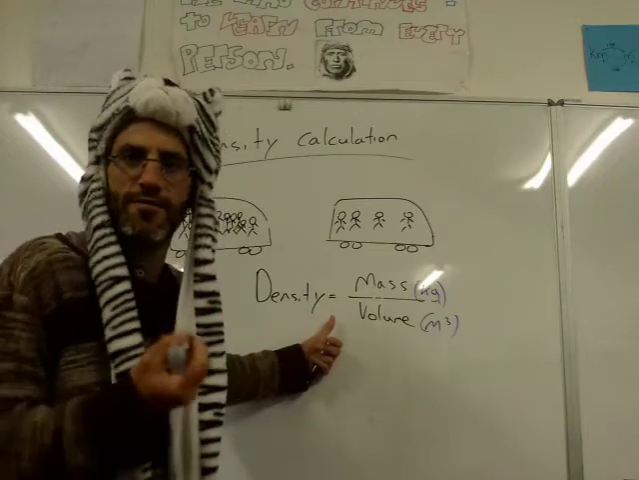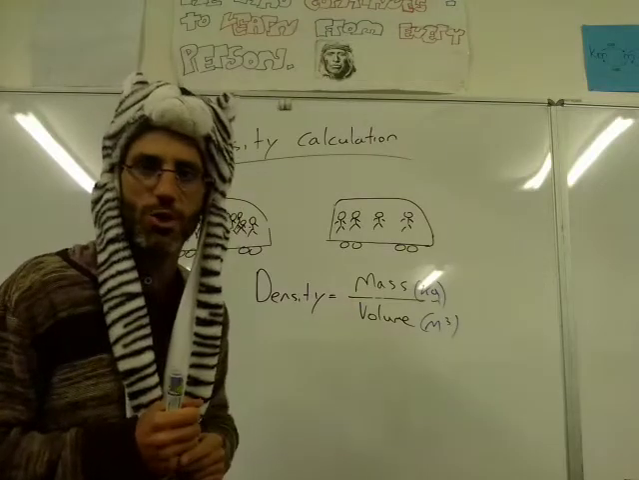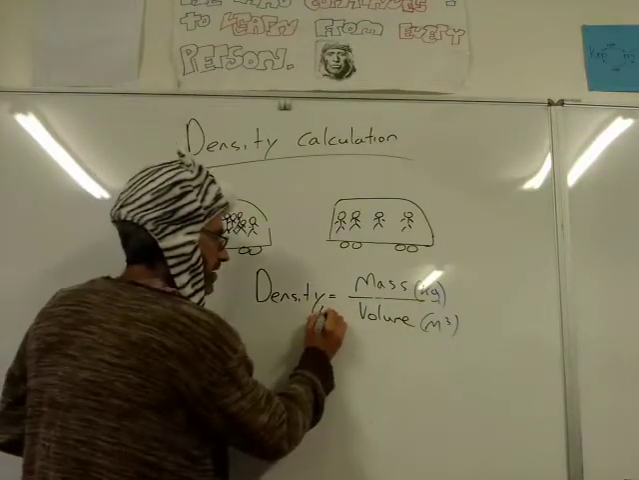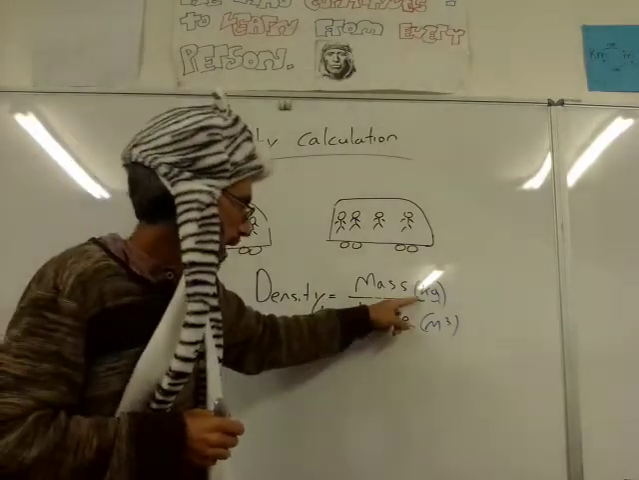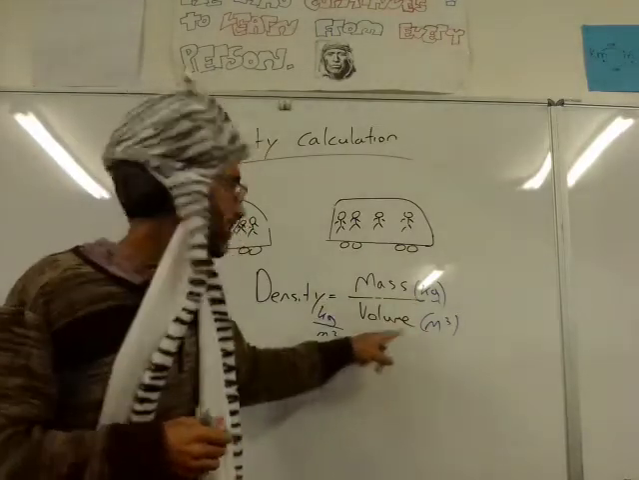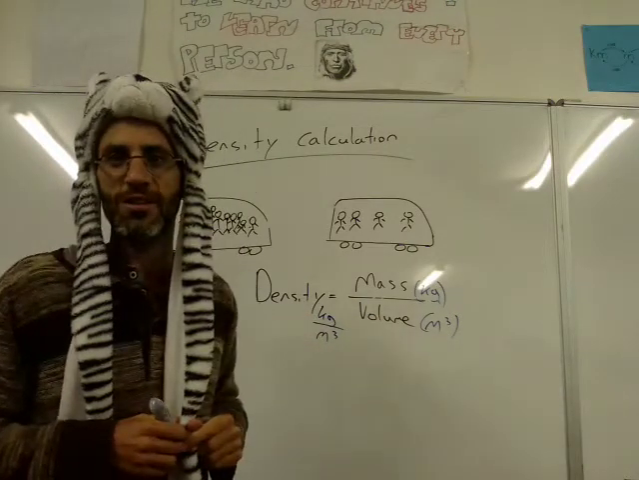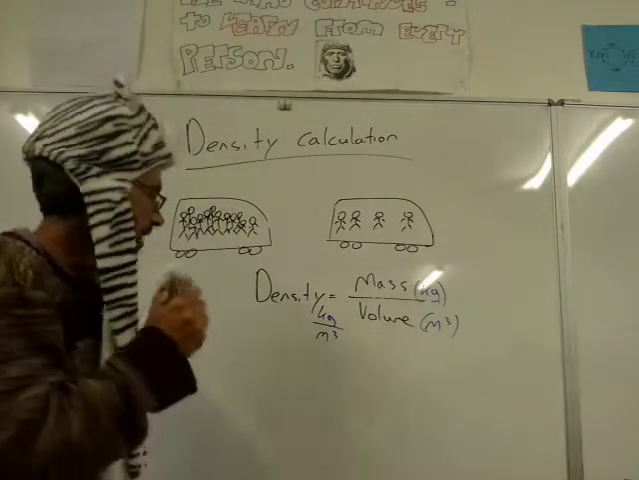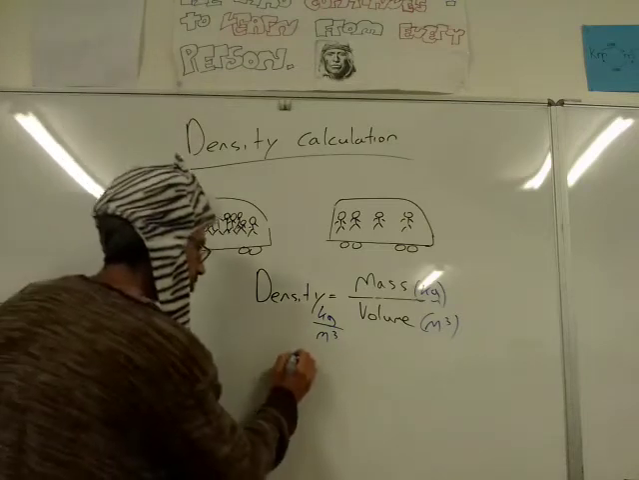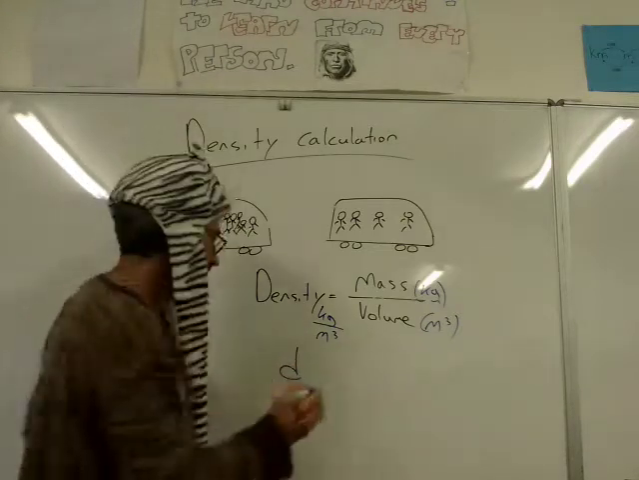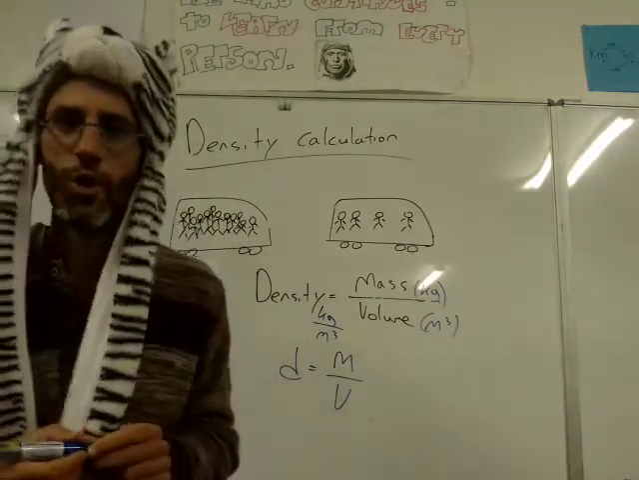Okay? Every quantity in physics has a unit. So density, if I work with kilogram and meter cube, then the units of density will be kilogram per meter cube. If I work with gram and centimeter cube, then the unit of density will be gram per centimeter cube. Okay? Now, you know, in equation, I usually like to write letters. So density, I will use the letter D, which makes sense, D for density. M for mass, and V for volume.